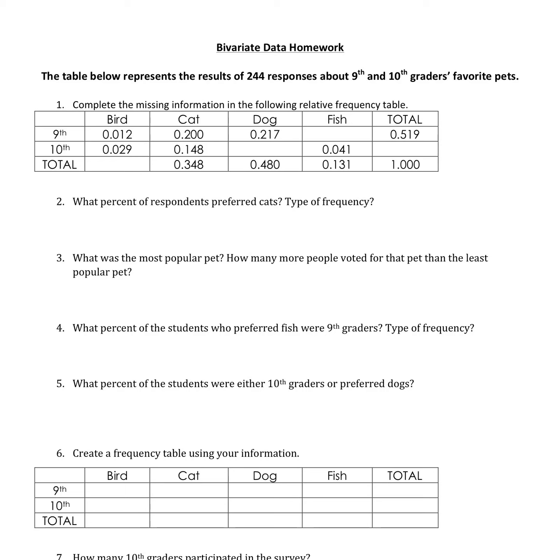So, the table below represents 244 responses about 9th and 10th graders' favorite pets. First off, they gave us the relative frequency table first, and that's fine because we're going to be able to reconstruct our actual table later, but we're going to focus now on what's actually happening within my project. So we're going to find our missing blanks. So we look at our guys here.